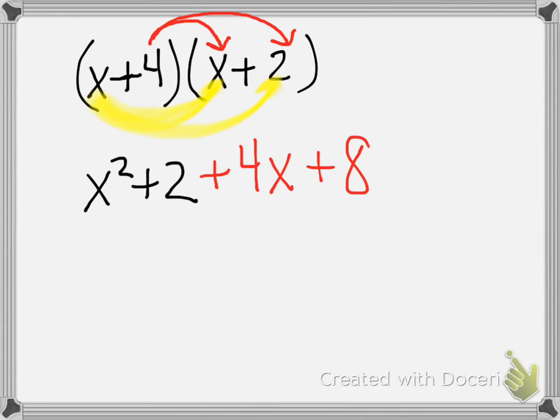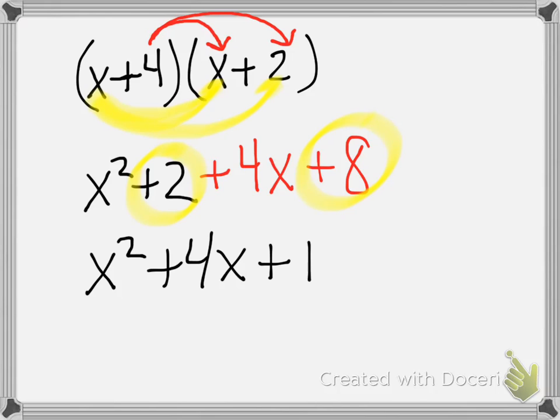So if I look at what I have now, I have 4 terms, and the 2x and the 8 are like terms, so I can put them together, and I can say I have x squared plus 4x plus 10.